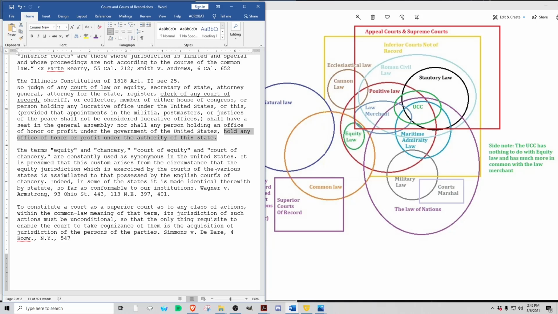If you've got any questions about is there any courts of record? Well, it says right there, clerk of any court of record. Okay, great. So right in the beginning, there you've got it.